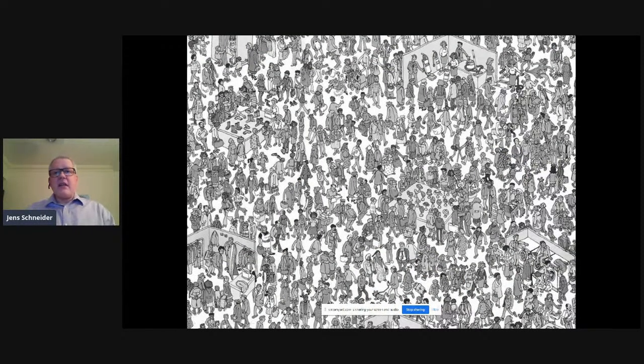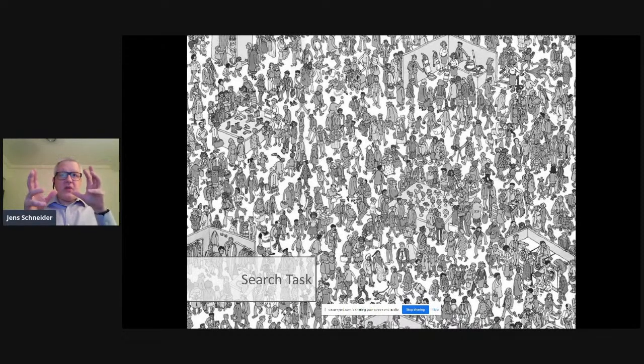So why is this interactivity a good idea? Let's have a look at this here. This is, of course, a search task. And what makes the search task hard is that, first of all, there's a lot of structure in this image, a lot of features. And the other one is there's only a very small data element that you're looking for.